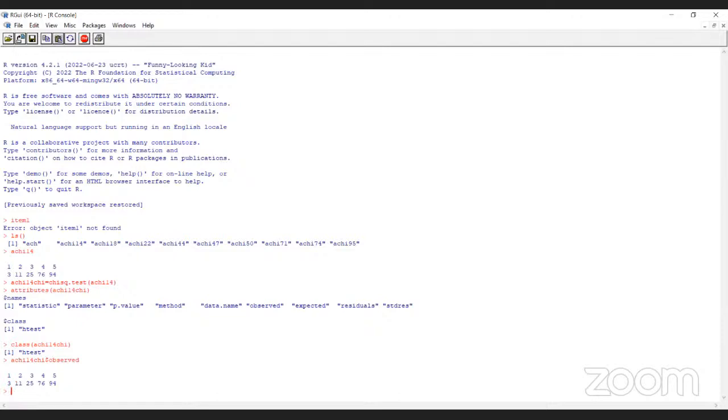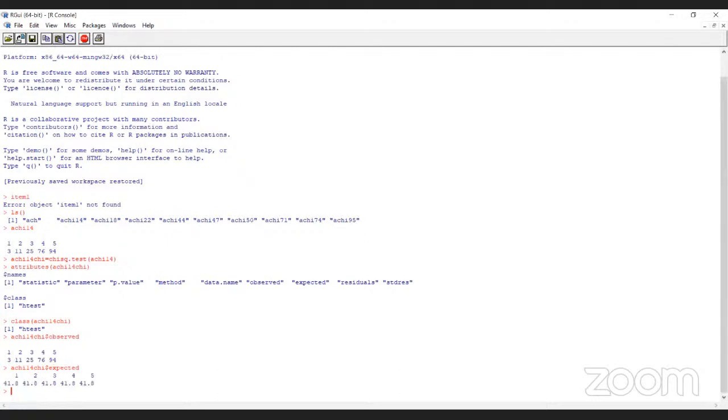And if you want to know your expected, then what will be? Enter. Is it clear? So that is your expected frequency. Okay. Now you have noted that is your chi-square value. What is your chi-square value?